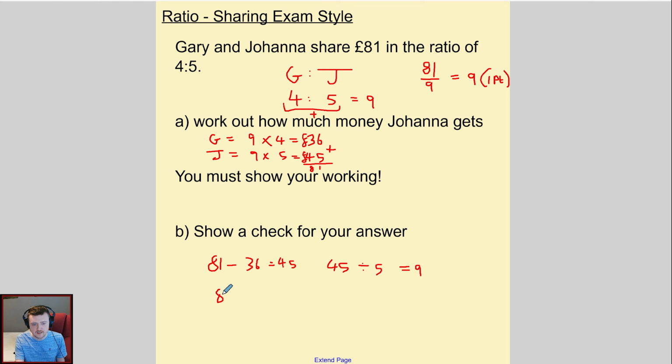Or you could have said 81 take away 45 makes 36, and 36 divided by 4 gets me back to the 9, which is my one part again. You're going backwards to get back to the size of each person relative to the ratio. You know that 9 is one part for both of these. Both of these steps would be required for your reverse check. Okay, so you want to get back to a sensible answer.